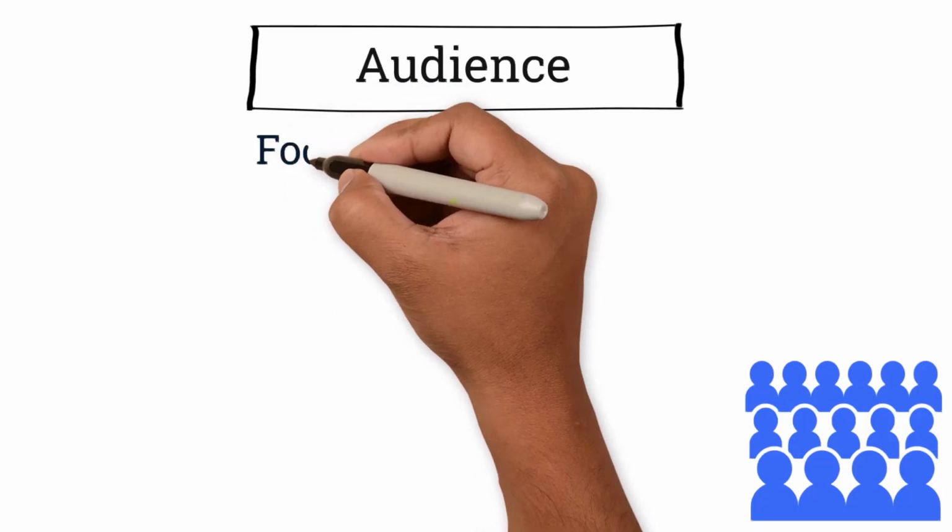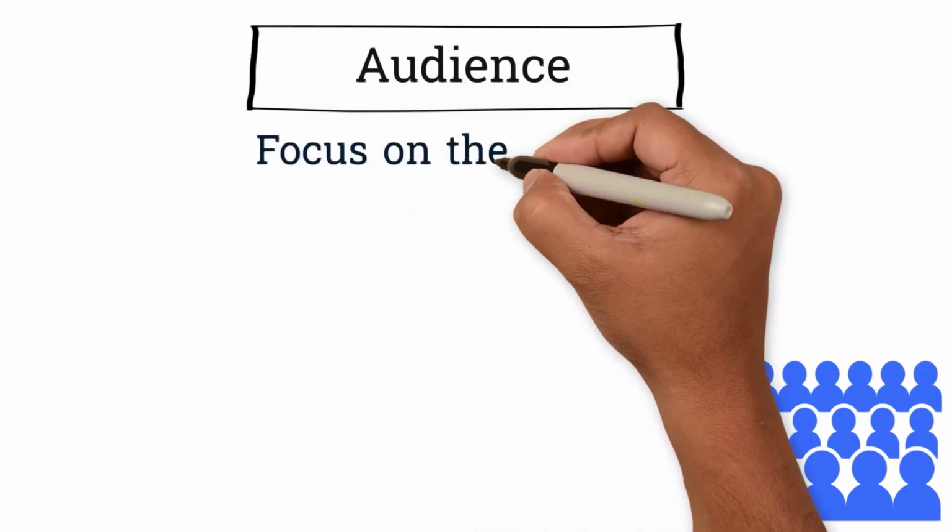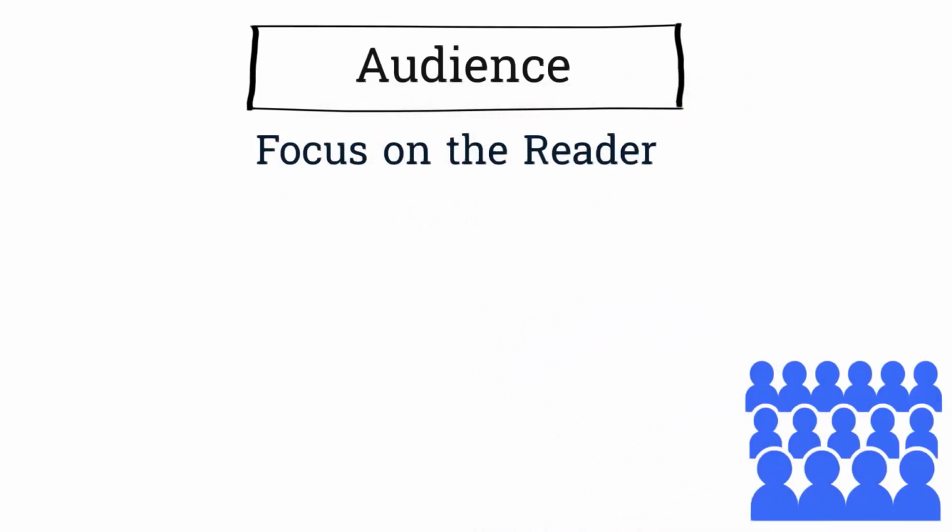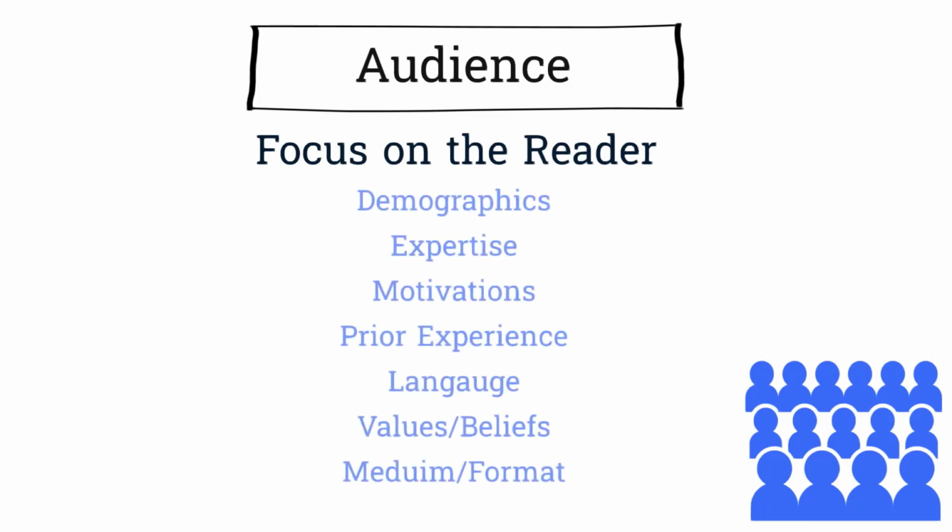We're going to focus on the reader by always keeping your intended audience in mind and tailoring your writing to their needs. For example, a policy memo for government officials will need to be different than a brochure that's aimed at educating the public. We're going to keep in mind things like demographics, expertise, their motivations, their prior experience with what you're talking about, their language or languages, their values and beliefs that they bring, and whatever medium or format that they might be doing the reading in.